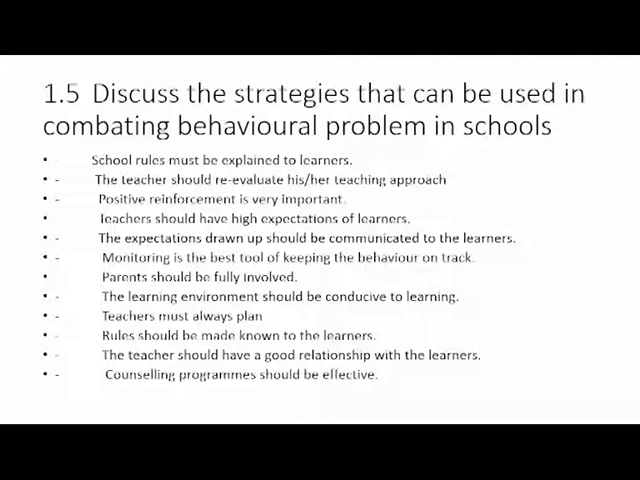The school rules must be explained to learners, and the teacher should reevaluate their teaching approach. Positive reinforcement is very important, and teachers should have high expectations from learners, and expectations drawn up should be communicated to learners. Learners must know why they are at school in the first place. We also have to look at parents should be fully involved. The learner's environment should be conducive. Teacher must always have plans. It's important for us to go to school with plans, not just going there gambling and just checking what can happen.